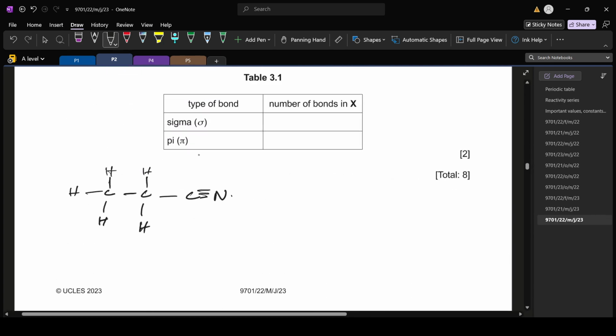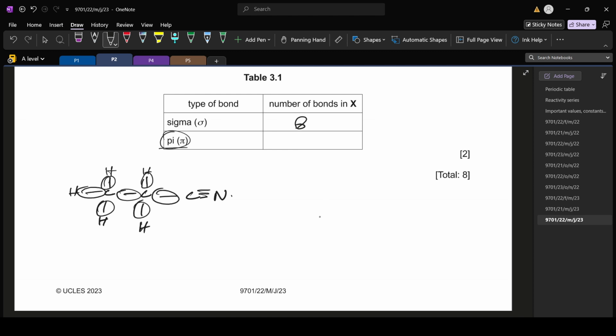Okay, so if you count the number of sigma bonds, 1, 2, 3, 4, 5, 6, 7, and there will be a sigma bond in this triple bond, so 8. There are 8 sigma bonds, and this triple bond has 2 pi bonds, because when there is one pi bond, a double bond forms, and with a triple bond, there are 2 pi bonds. So these are your number of sigma bonds and pi bonds.